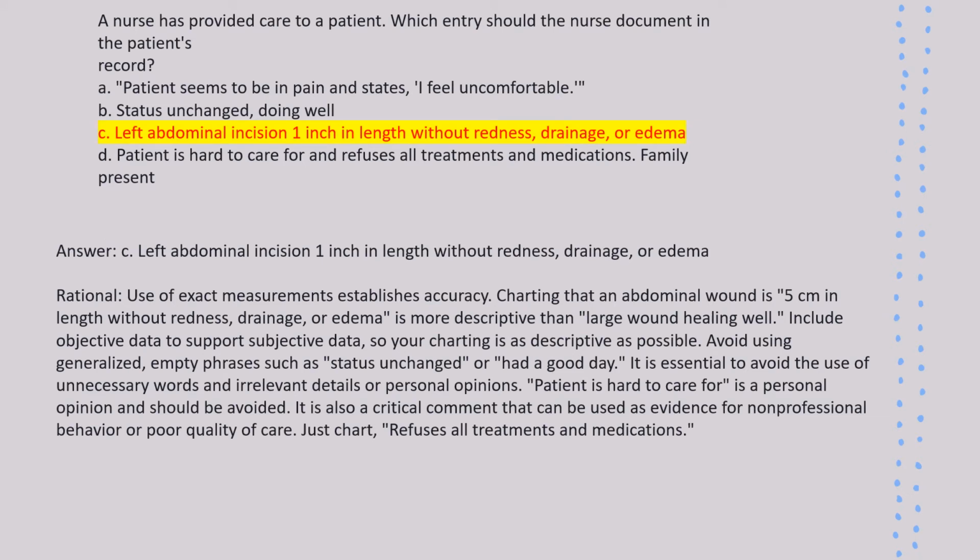Answer: C. Left abdominal incision 1 inch in length without redness, drainage, or edema. Rationale: Use of exact measurements establishes accuracy. Charting that an abdominal wound is 5 centimeters in length without redness, drainage, or edema is more descriptive than "large wound healing well." Include objective data to support subjective data, so your charting is as descriptive as possible.